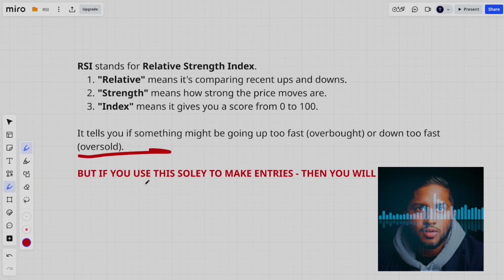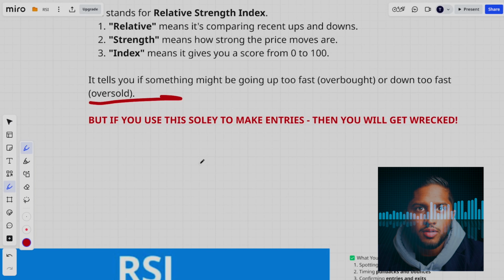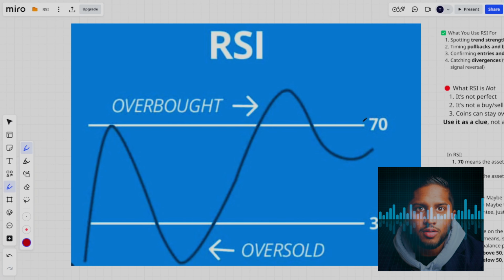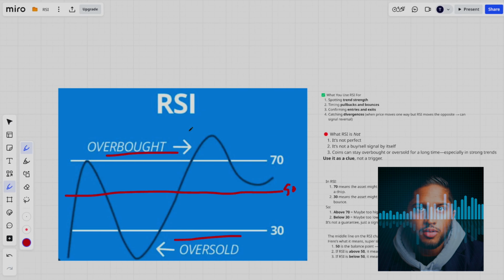If you use this solely to make your entries, then you will get wrecked. Please keep that in mind. Here is RSI overbought, RSI oversold, and then this is the middle, or the 50. So what do you use RSI for? You need to spot trend strength, timing pullbacks and bounces, confirm your entries and exits, and catch divergences, which I'll show you in the chart. When price moves one way, but RSI moves the opposite, it can signal reversal. We'll actually talk about that here in just a second.